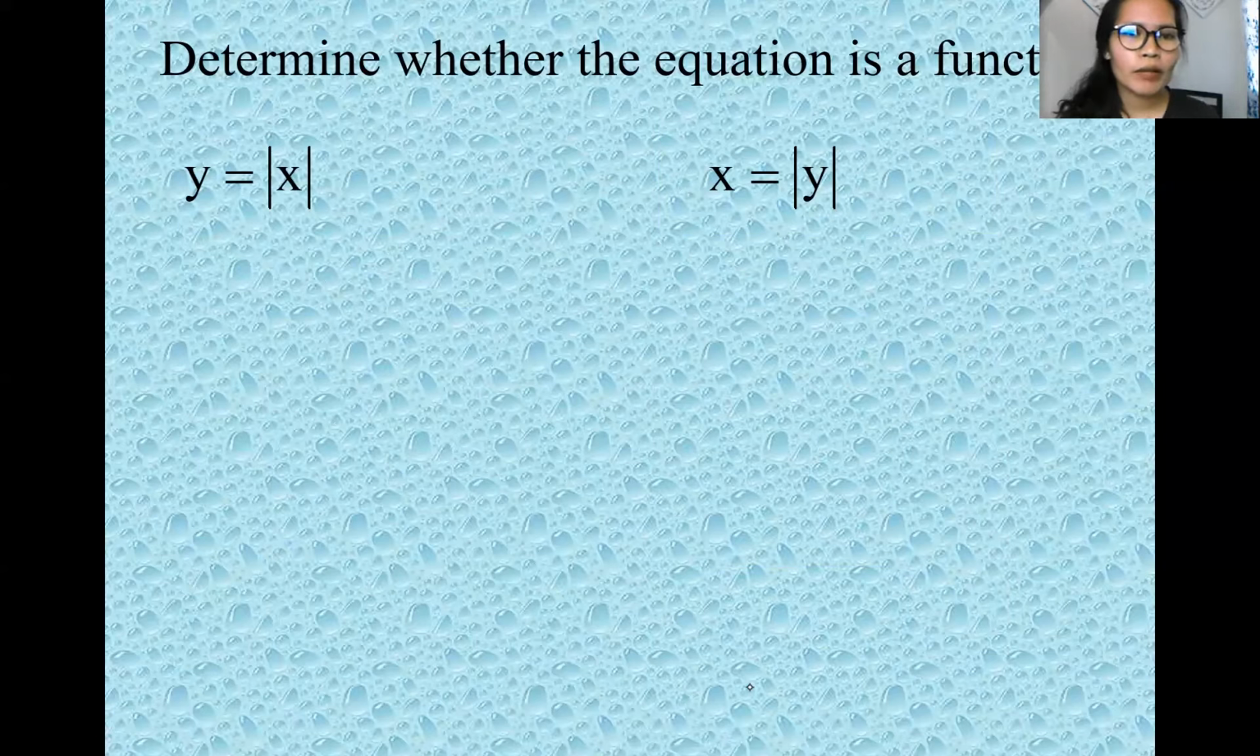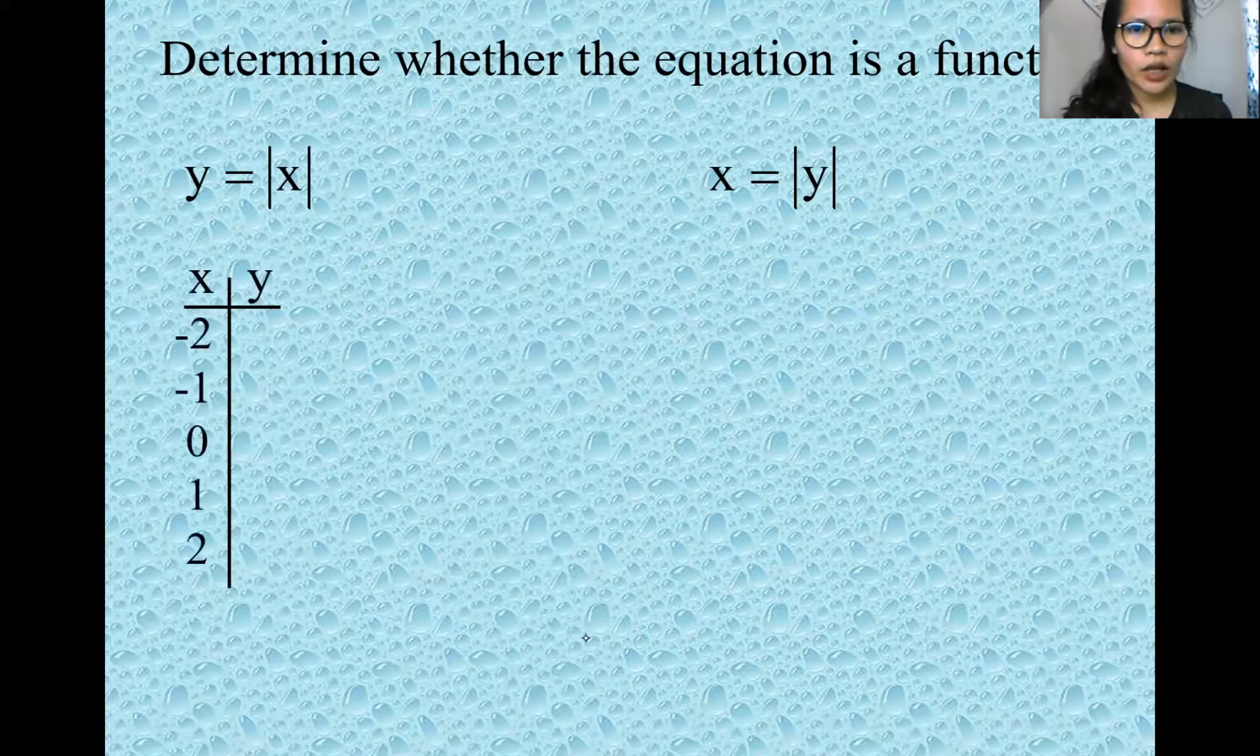Okay. Now, let's determine whether an equation is a function or not. For example, we have y equals the absolute value of x. So given na ang value sa x: negative 2, negative 1, 0, 1, and 2. Substitute lang gihapon. y equals the absolute value of negative 2, which is 2. The absolute value of negative 1 is 1. The absolute value of 0 is 0. The absolute value of 1 is 1. The absolute value of 2 is 2.